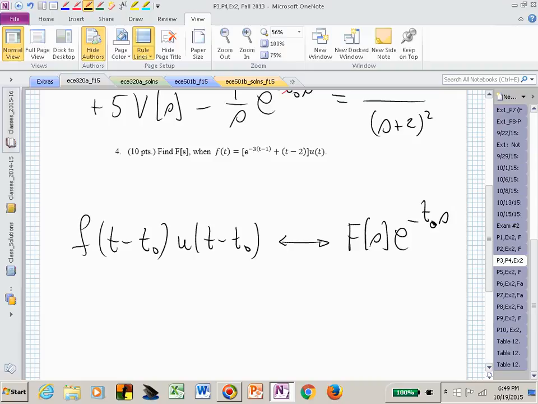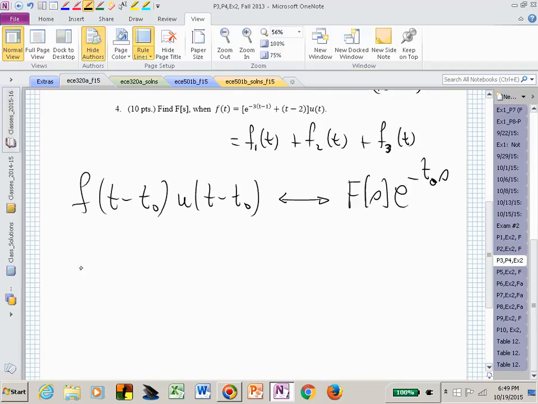Which says then that I can write this as maybe an f1 of t plus an f sub 2 of t plus an f sub 3 of t. Where the f1 of t is now e to the minus 3 (t minus 1) u of t.